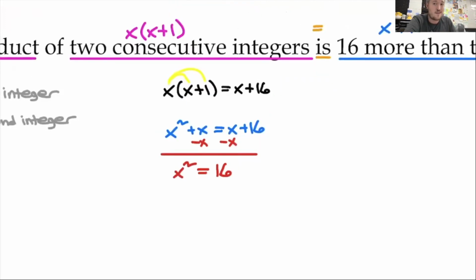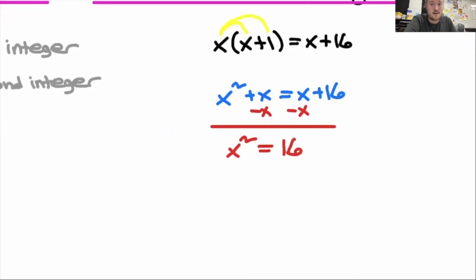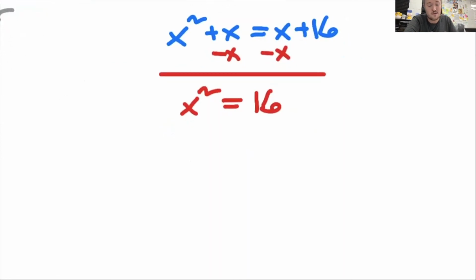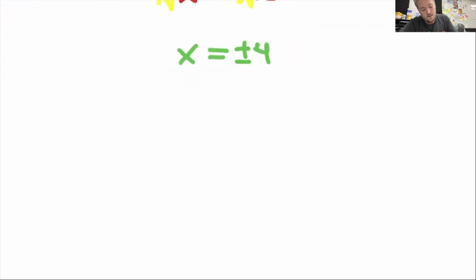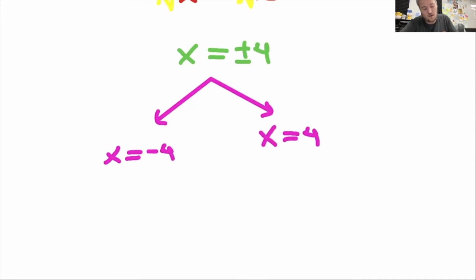So I don't actually have to even use quadratics on this one. I could actually just use solving equations. Because if I take the square root of both sides, 16 is a perfect square, which means x is going to be equal to plus or minus 4. All right, so I'm going to split this so that we have our two different solutions. So we have x equals negative 4, but we also have x equals positive 4.